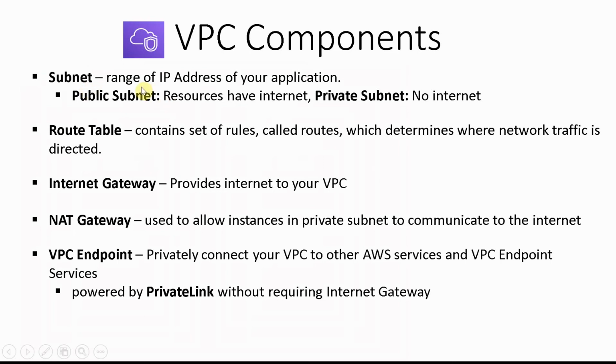We discussed that a subnet is a logical partition of your VPC, and primarily the IP range makes that partition difference. So you'll have public subnet and then private subnet. Public subnet will have access to internet. Private subnet, no internet access.